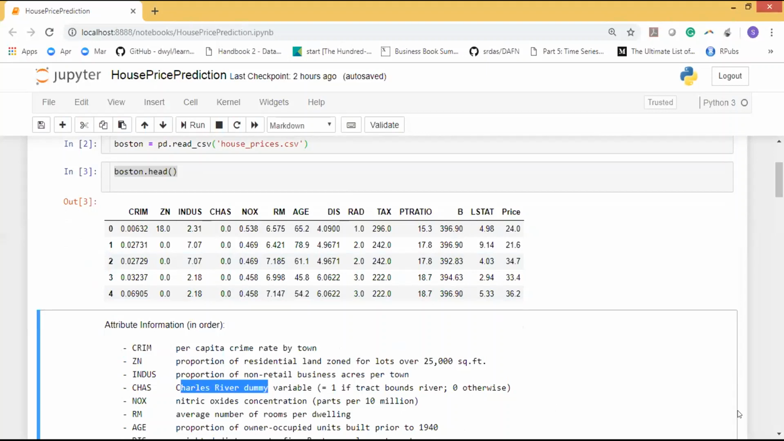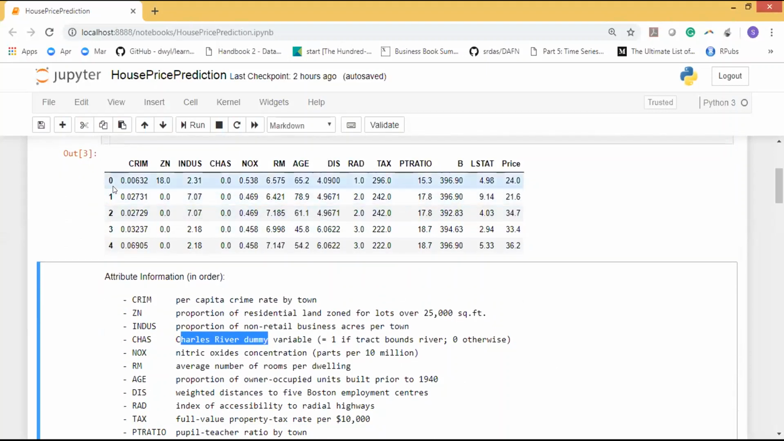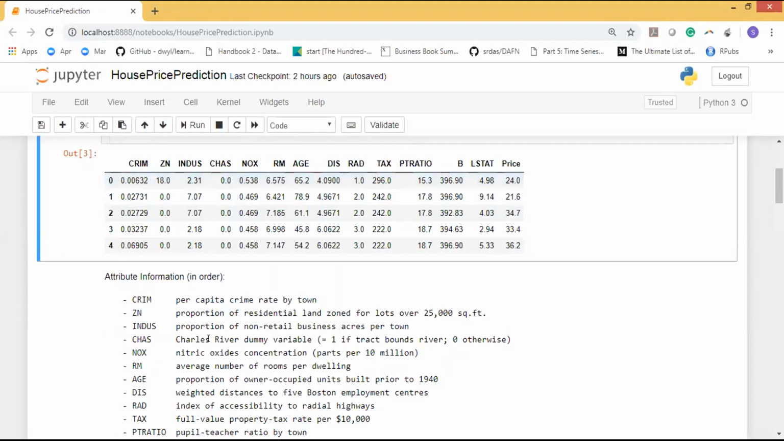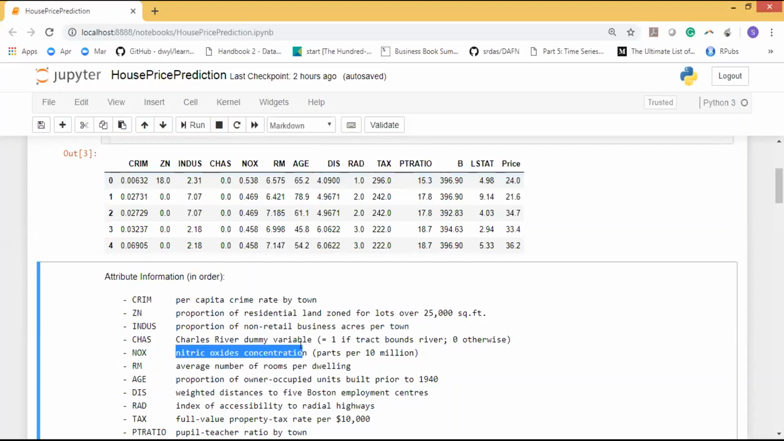But as long as you are able to grasp the idea that each of these is one attribute that defines a house. If the river is around the flat, around the area of that building, it is 1, otherwise it is 0. Nitric oxide concentration, yes, it is important at times to know what kind of pollution you have in the air, and that also decides the price of a flat. If it's a very polluted area, would you really want to buy a flat there? Maybe not, and the prices automatically dip.